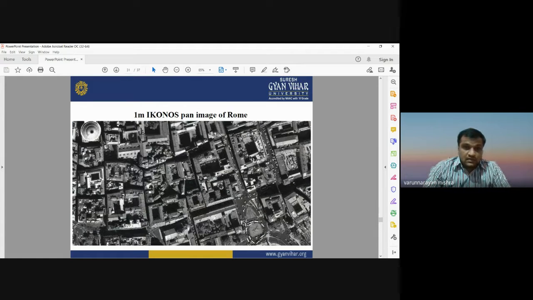Okay. This is another sample image of an area near Rome acquired by the IKONOS sensor with 1 meter spatial resolution. So very fine details are available by having 1 meter spatial resolution. You can map each and every building. You can map each and every road and other urban features. That is a prerequisite for the development of land information system and land record management, cadastral mapping, and so on.